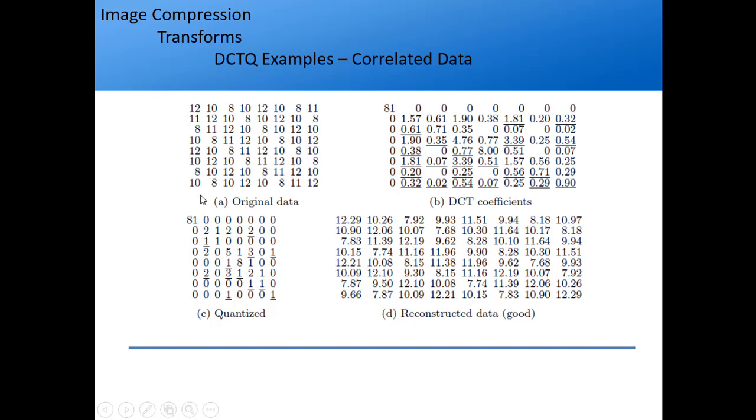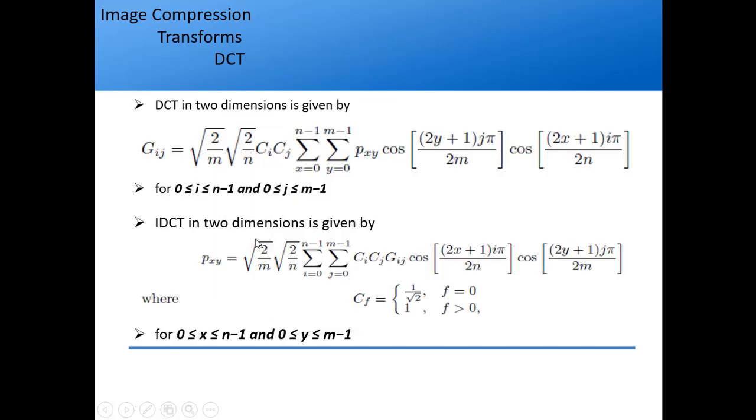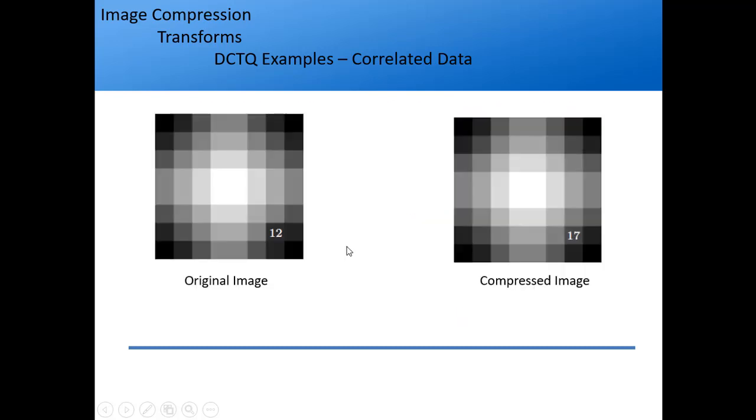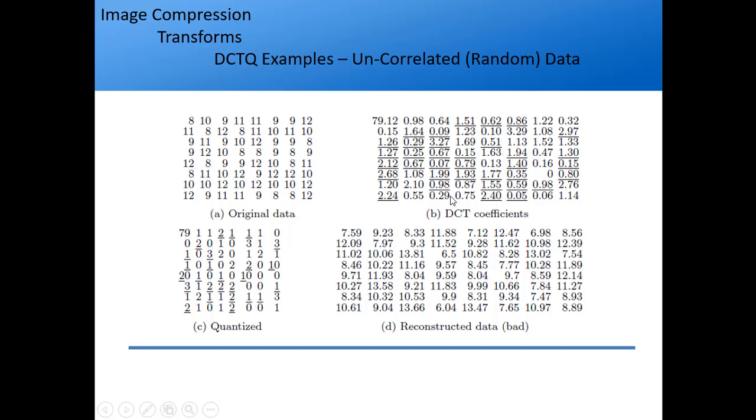If I use this DCTQ and apply the IDCT, which is this formula, I get this reconstructed data. If you observe, this is approximately the same: 12 and 12.29, 11 and 10.9, 7.8 and 7.83. This was a correlated data image. If you decompress it, it is almost the same, so there is less loss of data.